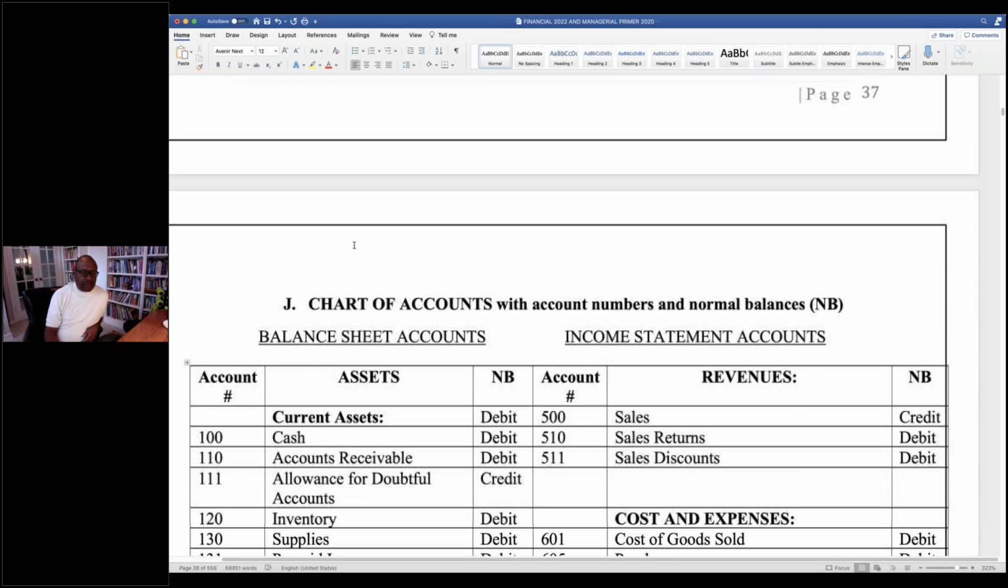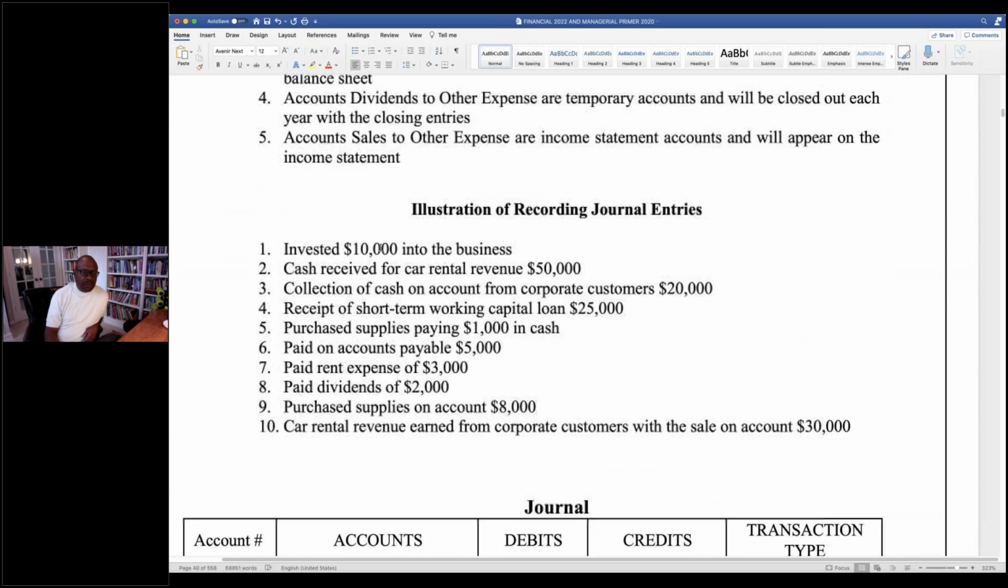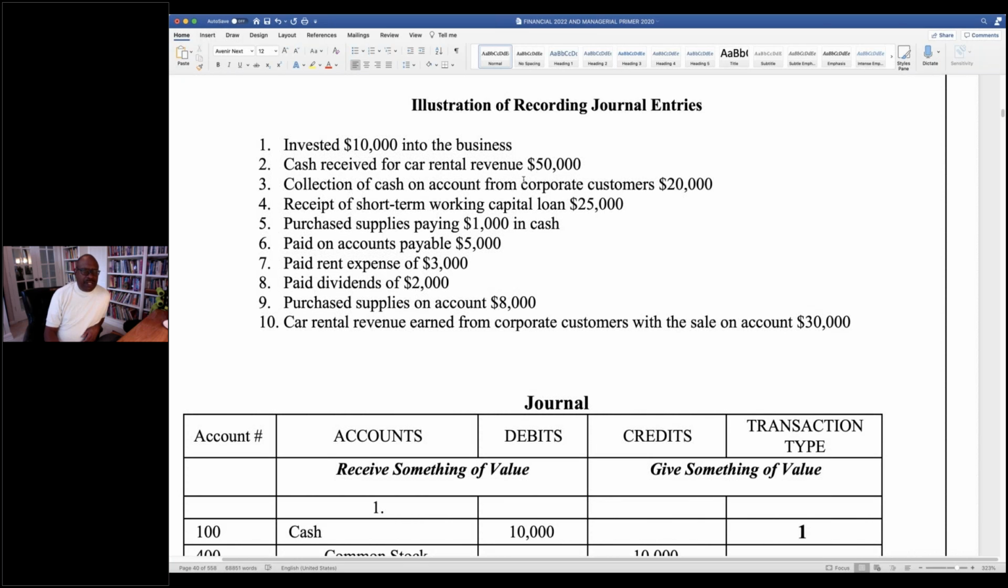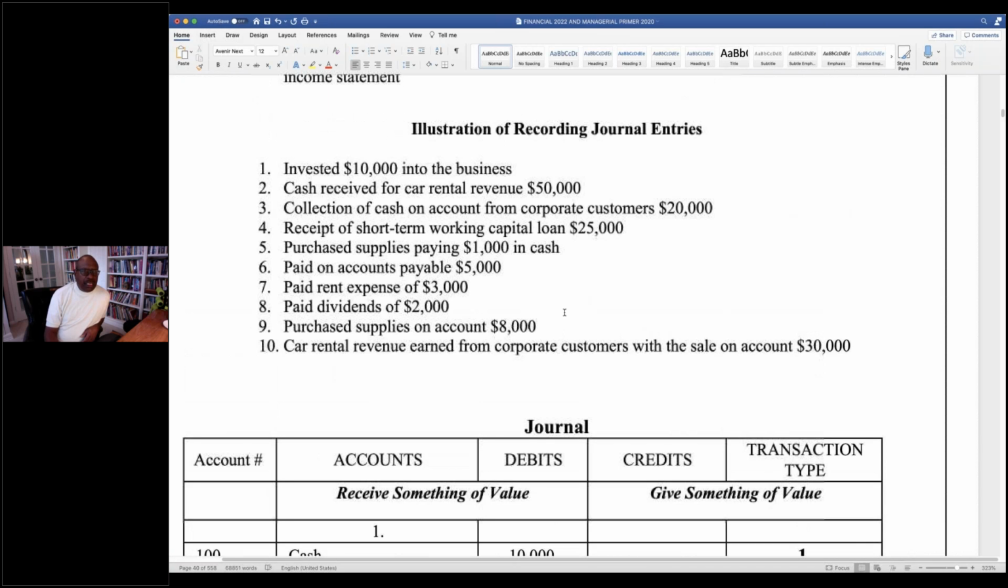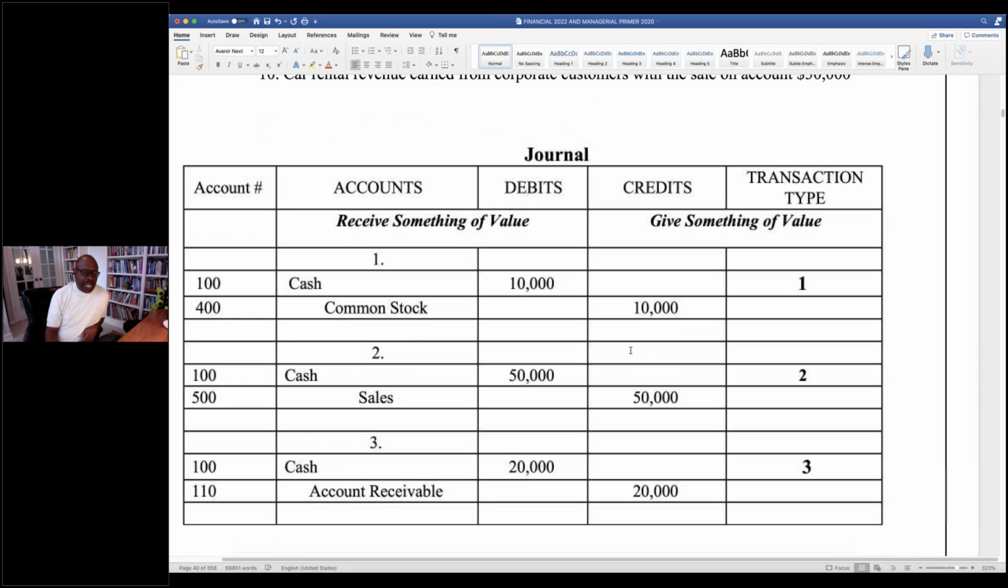Any questions on making that first journal entry? No, sir. Okay. Then we cash receive or car own revenue, debit cash, credit sales. That's a type 2. And we're just going down that list in that order. Then we collected cash from a customer's own account, type 3, debit cash, credit account receivable.